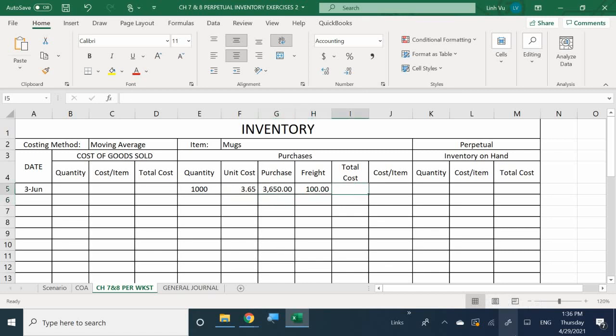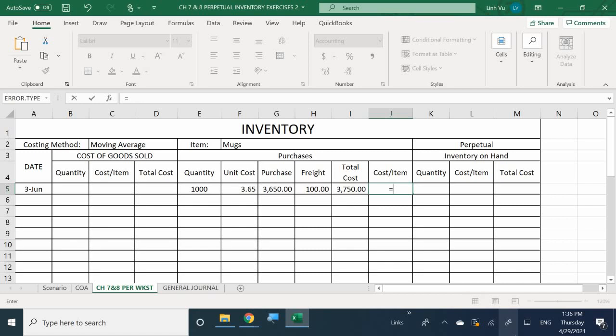So we multiply quantity times the unit cost, which gives me 3,650. Then we add the $100 freight, which gives us 3,750. And so our cost per item is going to be my total cost divided by the quantity of 1,000 to get me $3.75. Is that what you said?